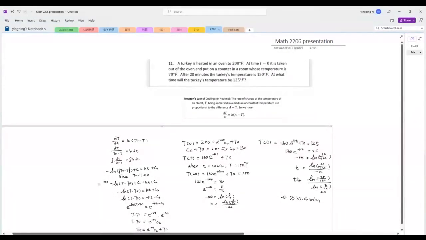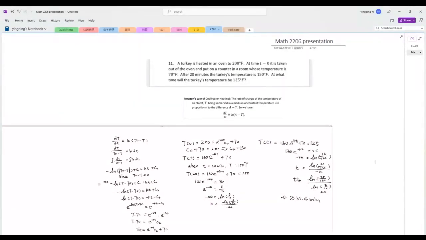Yes. Okay, my question is, a turkey is heated in an oven to 200 Fahrenheit. At time t equals 0, it's taken out of the oven and put on a counter in a room whose temperature is 70 Fahrenheit. After 20 minutes, the turkey's temperature is 150 Fahrenheit. At what time will the turkey's temperature be 125? Follow Newton's law of cooling.